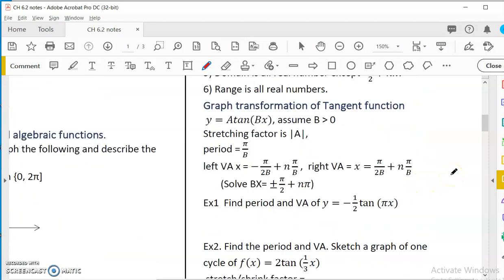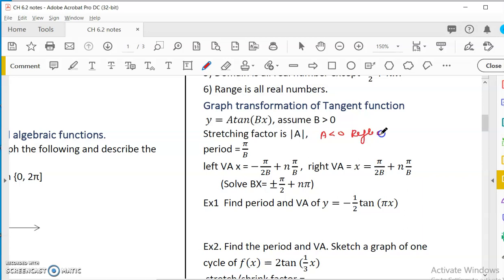But if I multiply a tangent by A and B, A outside and B inside, A used to affect the amplitude, but not now. We call it affecting the stretching factor. So it's a vertical stretch. So the stretching factor is A. If A is less than 0, that's a reflection.